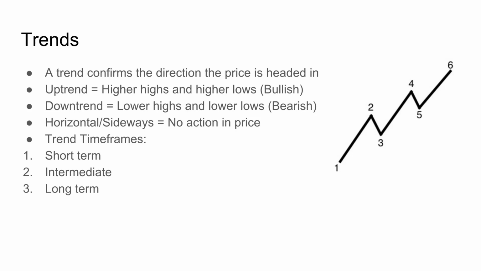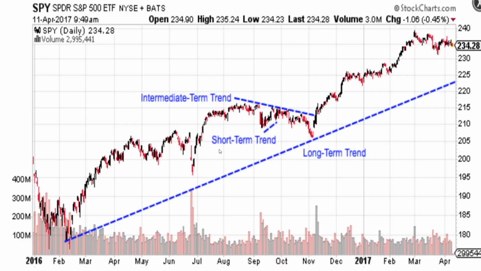So let's start with a trend. A trend is where the price is headed. It confirms the direction of where the price is headed. So an uptrend is higher highs and higher lows. A downtrend is lower highs and lower lows. So right here is an uptrend because it's moving up in price. And horizontal sideways is no action in price. So, trend time frames: there's short-term trends, intermediate, and long-term. So when looking at a graph, you can put the time frame on minutes, 5 minutes, 10 minutes, 15 minutes, 1 hour, 2 hours, 3 hours, 4 hours, 1 day, 1 week, 1 month.